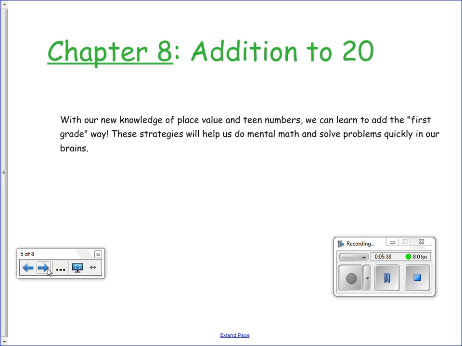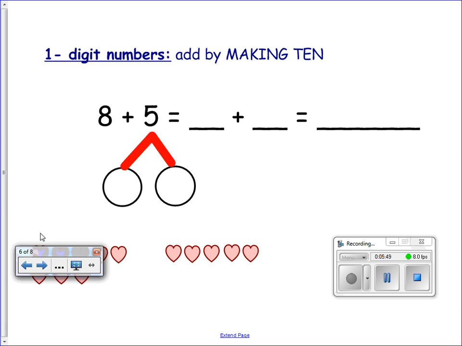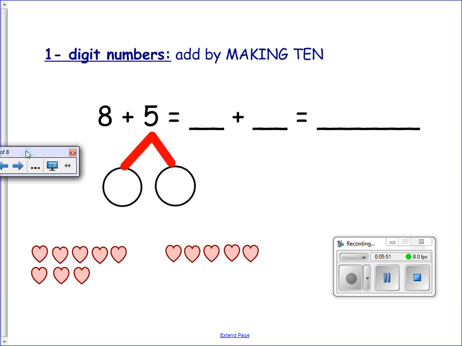So even if these strategies seem like they don't make sense, or it seems like it's just too much work, it will later help us do mental math more quickly in our minds. So the first way we can add numbers is when we see one-digit numbers, numbers that are smaller than 10. If we see one-digit numbers, then we add by making a 10.